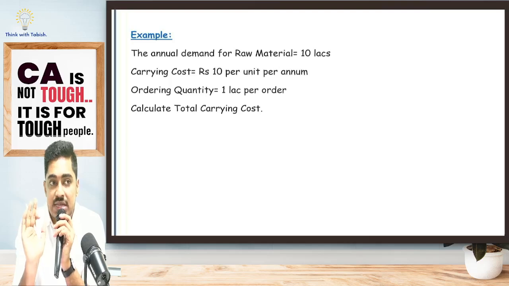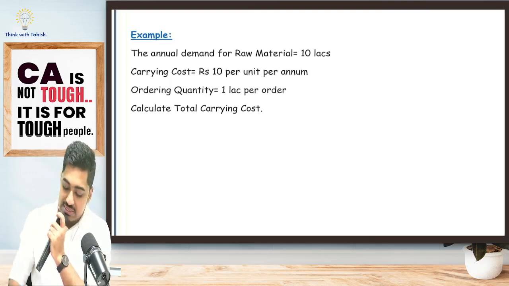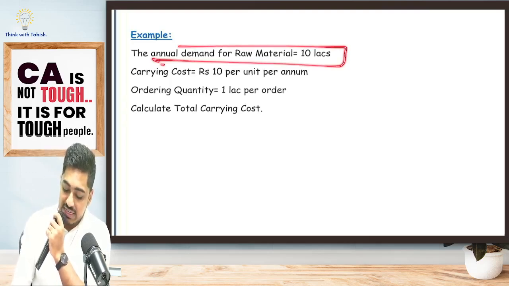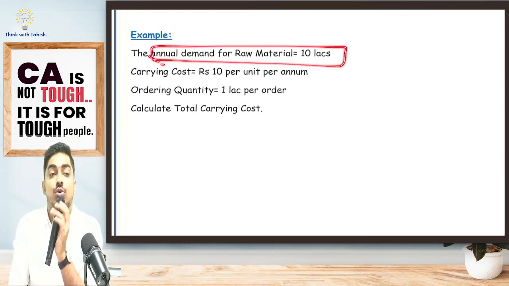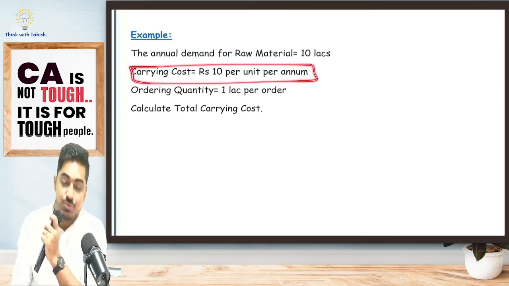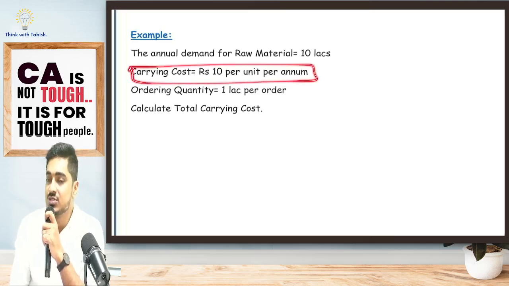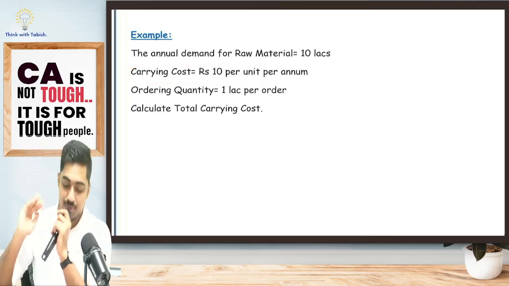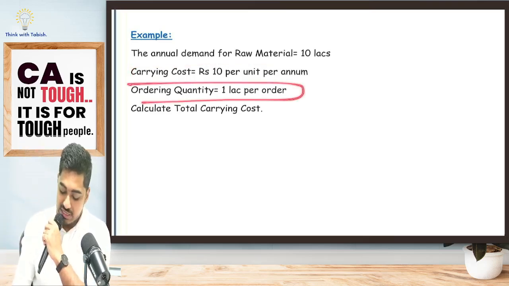Okay, I hope you guys are ready. So look at this simple example. Annual demand of raw material is 10 lakh. Same sugarcane. 1 year total, how much sugarcane do I want? 10 lakh I want. Carrying cost, randomly assume it is 10 rupees per unit per annum. That is 1 unit. If I am holding it till 1 year, 10 rupees I want. Ordering quantity is 1 lakh per order.